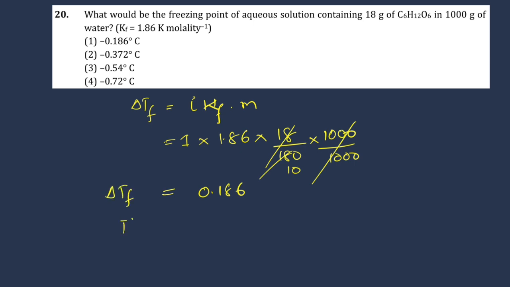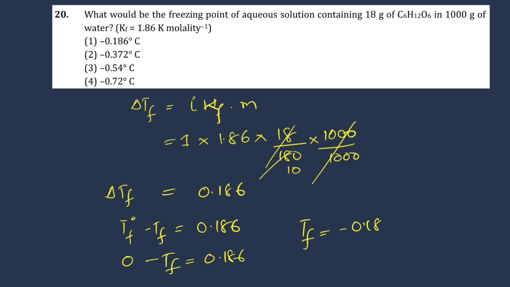Then we know that T naught f minus Tf is equal to 0.186. Then this value 0 minus Tf is equal to 0.186. Therefore Tf is equal to minus 0.186. That option is first option.